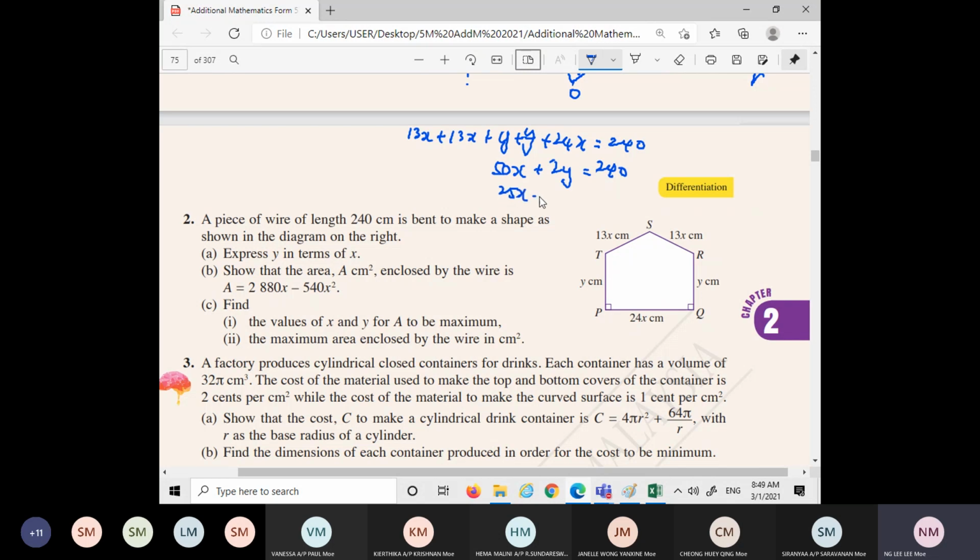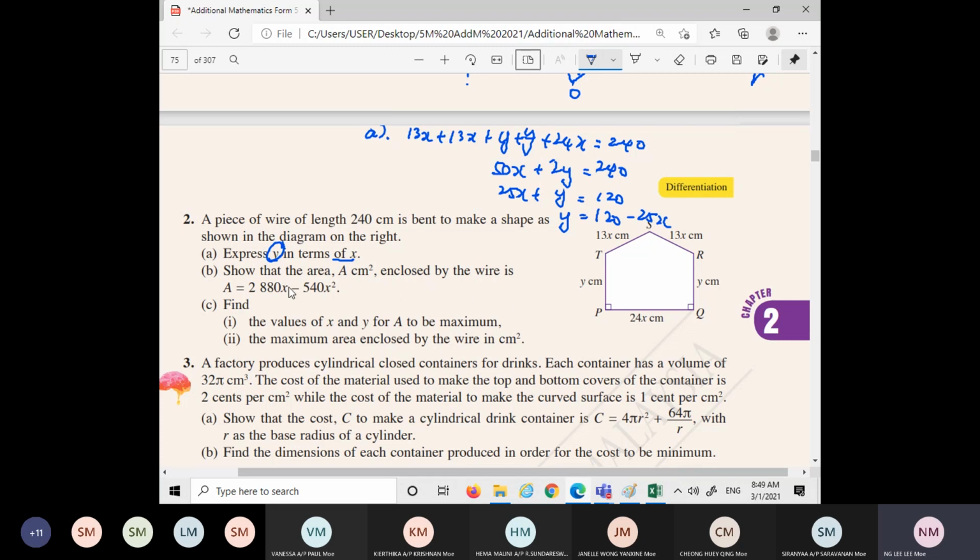So 25x, y, and then 120. Express y in terms of x, so y as the subject. So y here, this one throw to this side, minus 25x. Okay, this is for your part A. I have done part A.